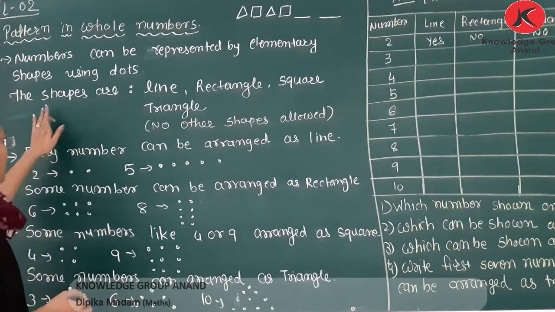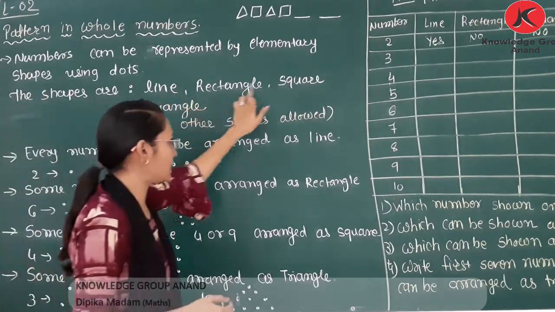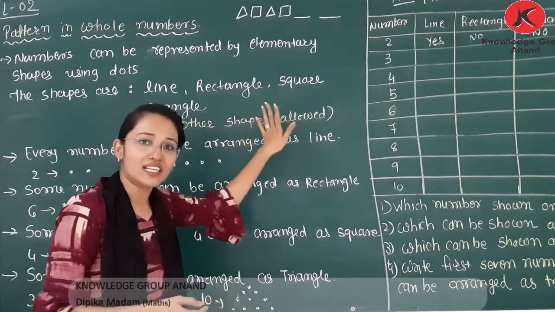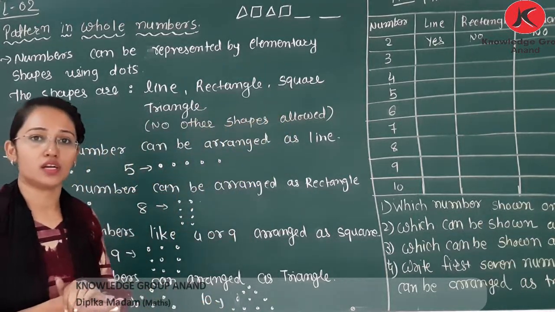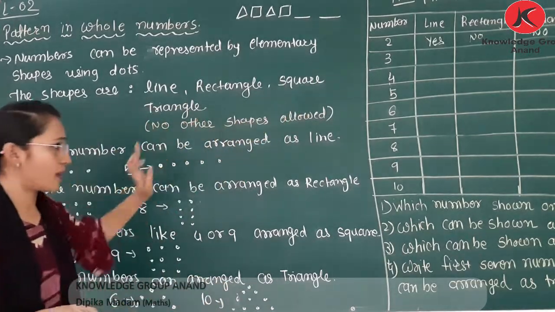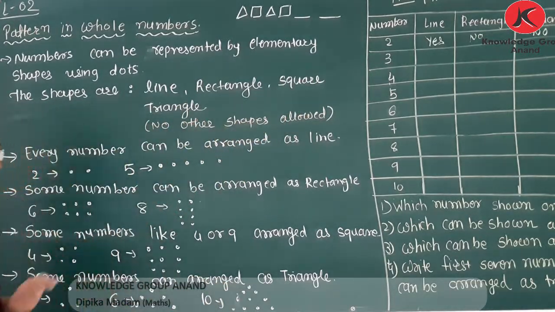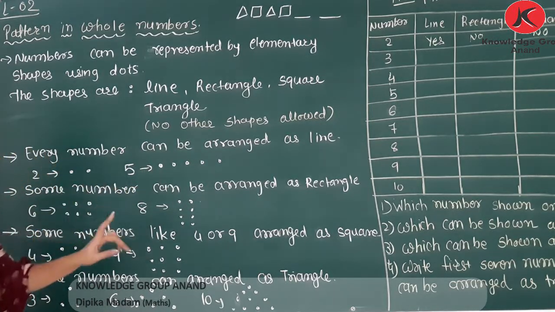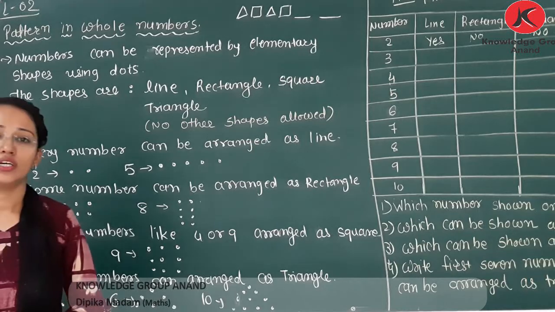For example, the shapes are line, rectangle, square and triangle. No other shapes are allowed. You have to arrange the number in any one of these four shapes: line, rectangle, square and triangle. So first, every number can be arranged as a line. All numbers can be arranged in a line.